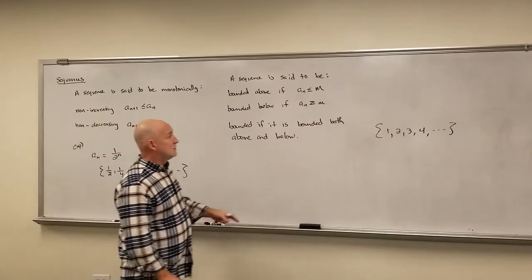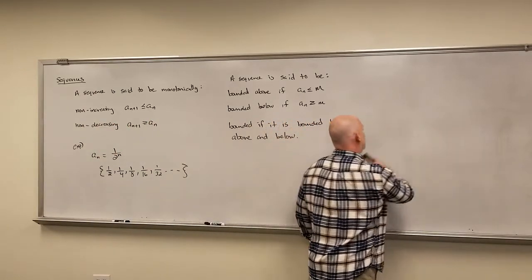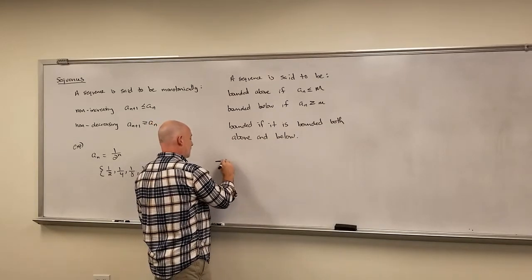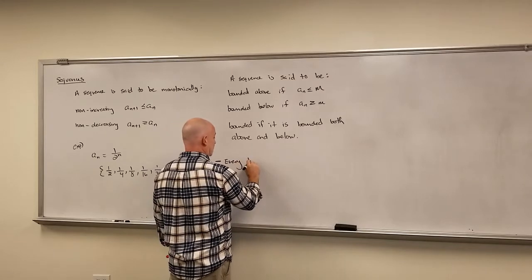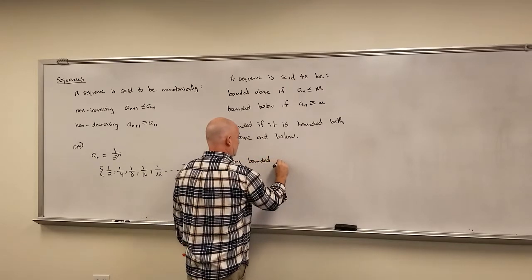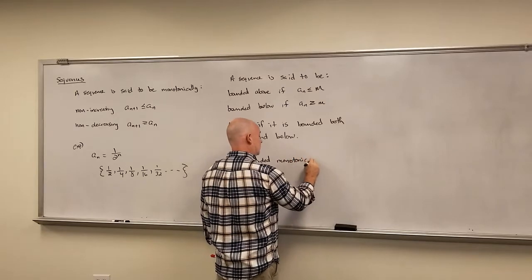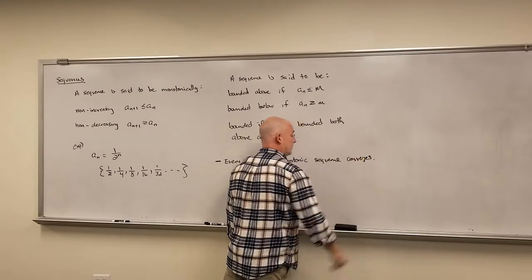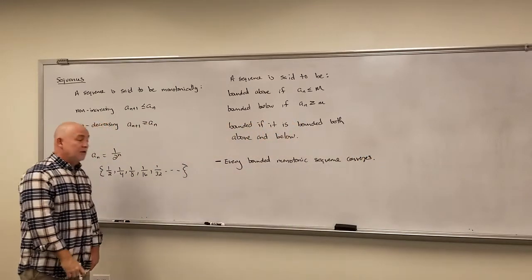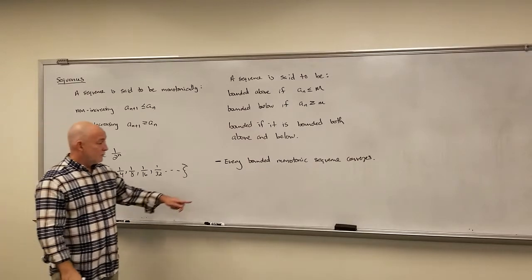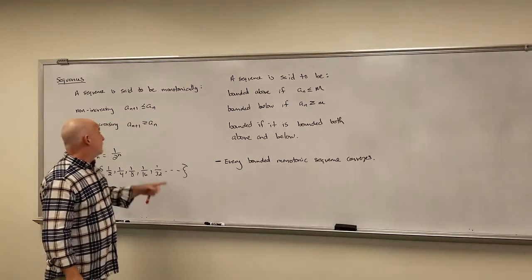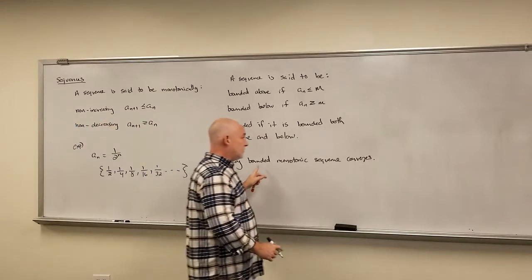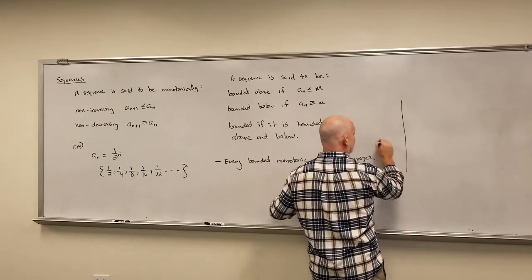Now, the reason that we want these two definitions is really just to write one kind of important sentence. Every bounded monotonic sequence converges. Now notice I used the word monotonic, and I didn't say monotonically non-increasing or decreasing, because it can be either. Now remember, bounded, just by using the word bounded, means both bounded above and below.